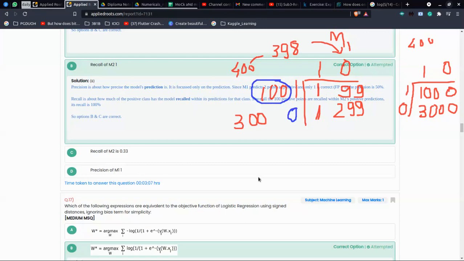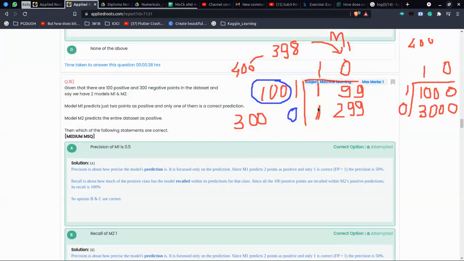Precision of M1 is 1. So what is the precision? Precision is nothing but out of total predicted positive. I am predicting 400 points as positive, but only 100 are true positive, meaning it was actually positive 100 only. So 100 divided by 400 would be nothing but 0.25. So C and D are incorrect, right?